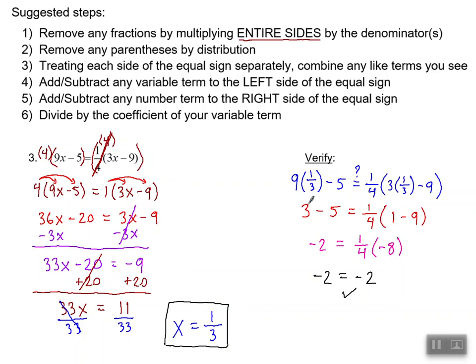9 times 1/3 is 3. 3 times 1/3 is 1. This side becomes -2. I left the 1/4 a little bit outside so I could combine what's in the parentheses first. 1 minus 9 is -8. And then I took 1/4 of -8 and also got -2. This does work. I boxed in my answer and we are good to go.